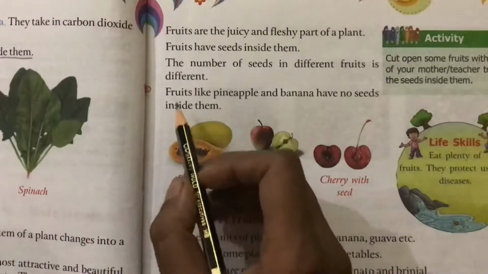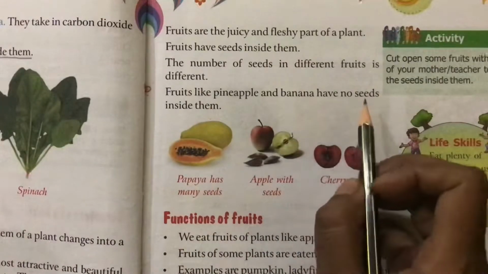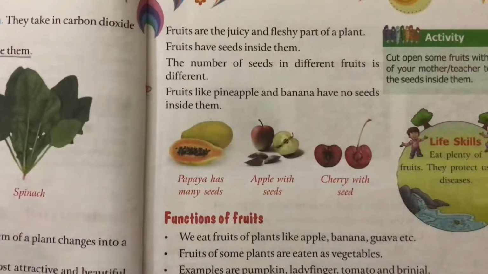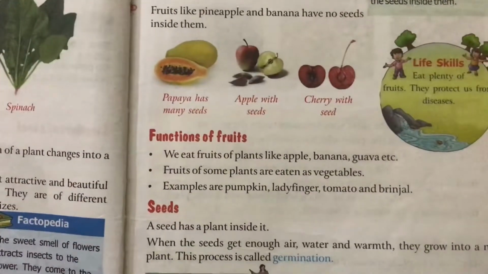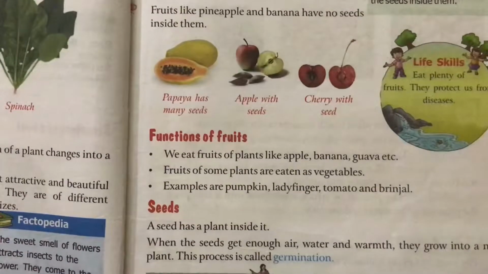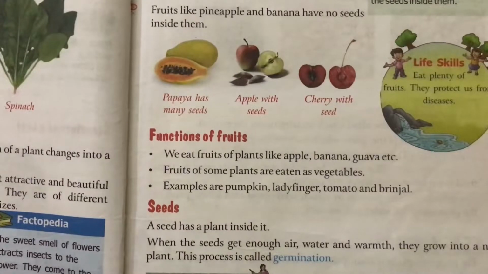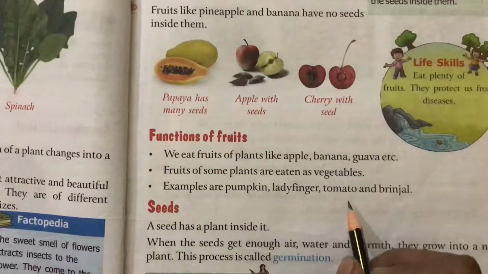Okay, children. Now some fruits like pineapple and banana don't have any seeds. And what is the function of fruits? We eat fruits of plants like apple, banana, guava, etc. Fruits of some plants are eaten as vegetables like pumpkin, ladyfinger, tomato and brinjal.